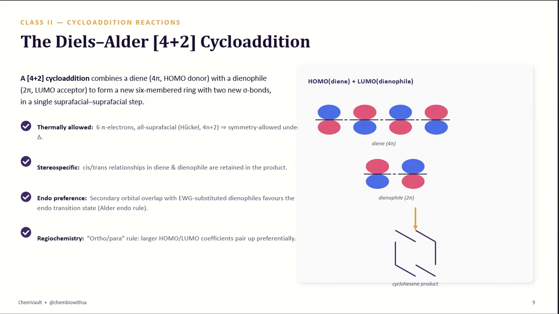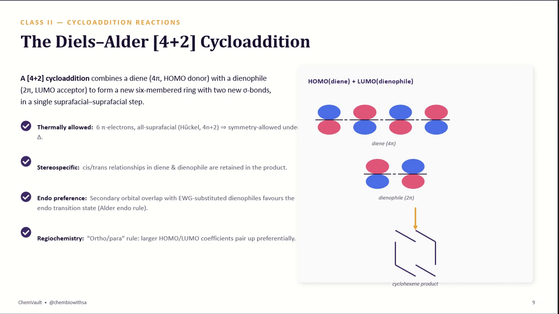The Diels-Alder reaction. This is a 4n plus 2 cycloaddition, a diene contributing 4 pi electrons and acting as a HOMO donor combines with a dienophile contributing 2 pi electrons and acting as the LUMO acceptor. Together they form a new six-membered ring with two new sigma bonds, and this is important: it happens in a single step, all suprafacial, meaning both components react from the same face with the 6 pi electrons. Overall, this is an all-suprafacial Hückel aromatic transition state, so it's thermally allowed.